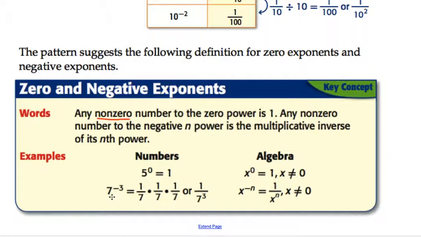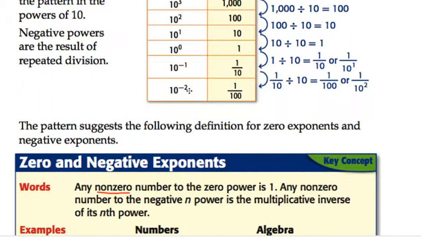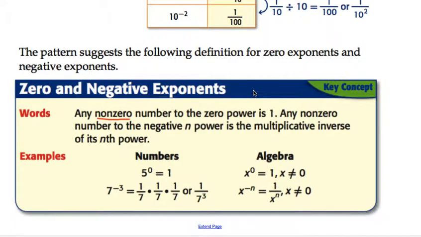So in numbers, if you have 7 to the minus 3 power, that's really equal to 1 over 7 to the positive 3 power. So the way to get rid of a negative exponent, you just use a fraction and put it in the denominator. You can see from our table up here, 10 to the minus 2 is the same as 1 over 10 to the positive 2. So let's see how we would use that.